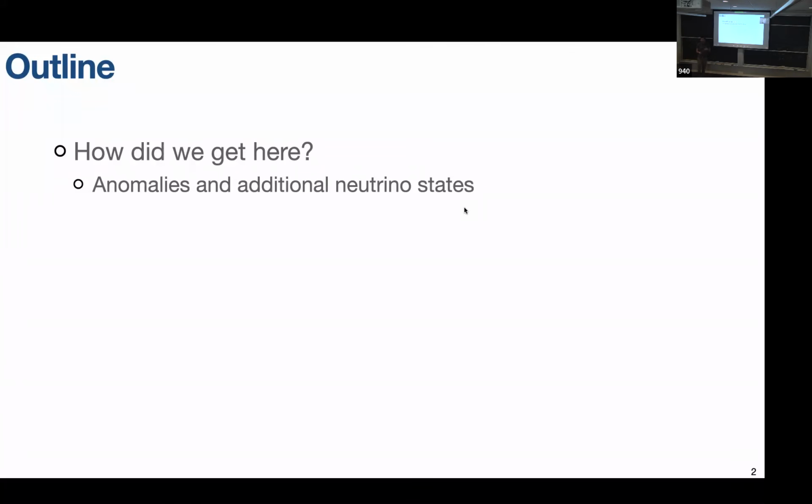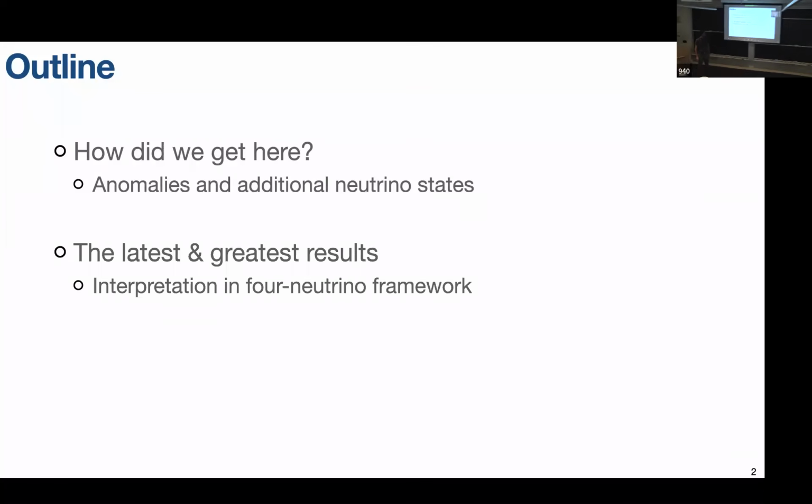Okay. I'll briefly highlight how we got to this point, where some of these anomalies came from, and how there was motivation for the potential of new neutrino states to exist beyond the 3 in the standard model. I'll talk about recent results, so post MiniBooNE, and how we can interpret those in a full 4 neutrino framework to see whether or not they're consistent.